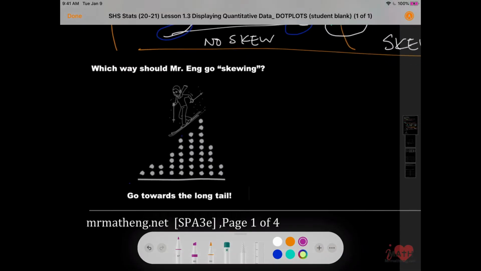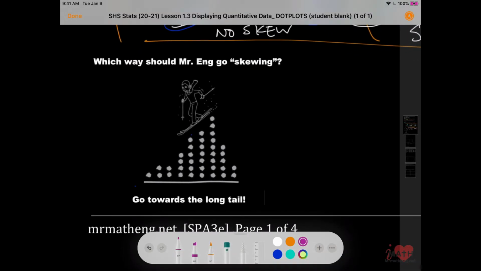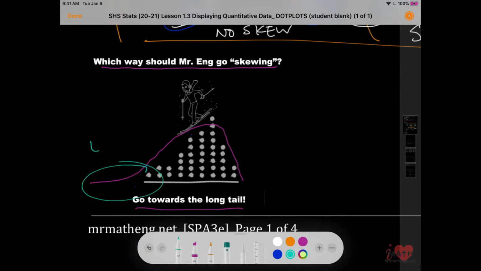So another way you can think about it is, instead of skiing, which way should Mr. Ring go? Skewing. And the data, and this is actually an example below of the dot plot, it says go towards the long tail. So this would be skewed left. All right, that completes page 1. Go down to page 2.